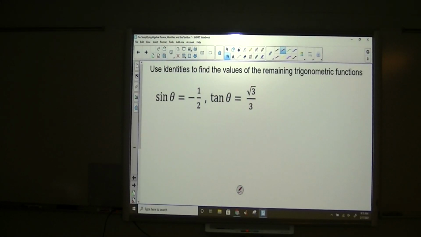Okay, so, do you see what's on there? Yeah, you can see what's on there.